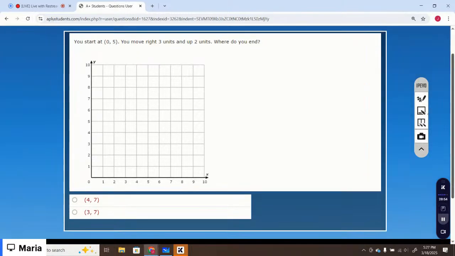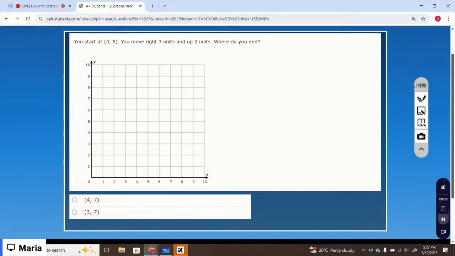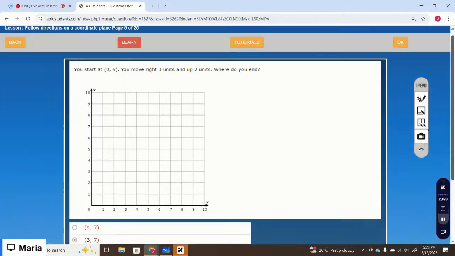You start at 0, 5. You move right 3 units and up 3 units. Where do you end? X is 0, Y is 5. You move right 3 units, then up: 1, 2, 3. That is 3, 8. Option number 2 is the correct option.